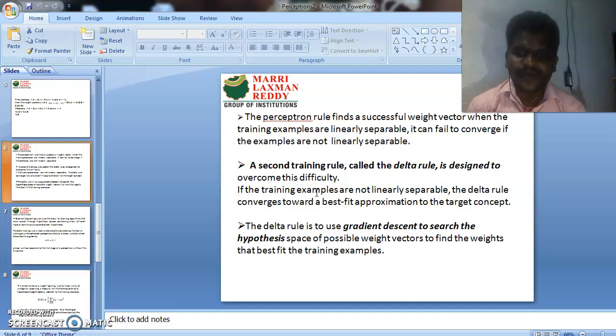To overcome this problem, which problem? Non-linearly separable. Already we have discussed this in the powers of perceptron: linearly separable and non-linearly separable. Linearly separable means a straight line separates the positive and negative examples, and in the non-linearly separable case there is no straight line between the positive and negative examples.